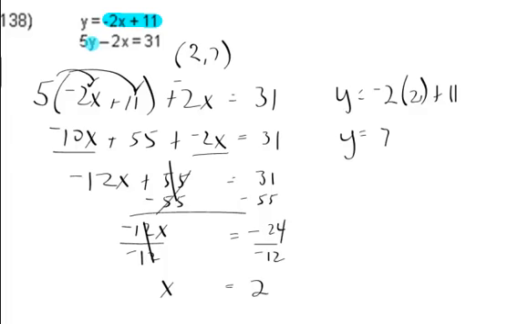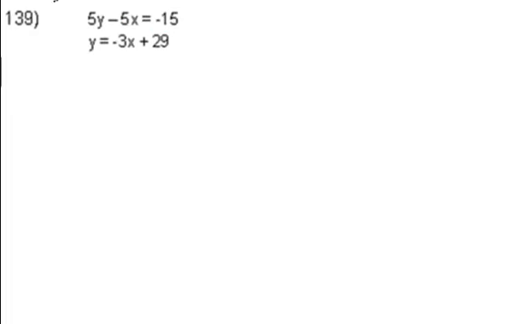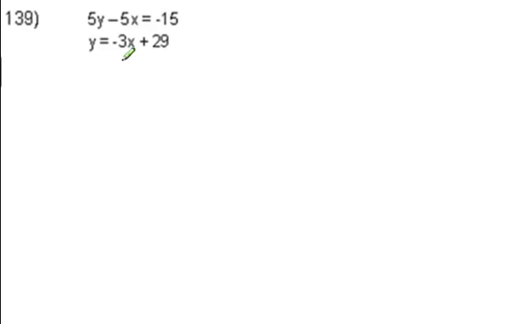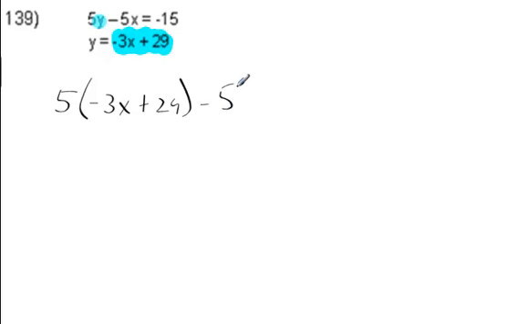What do we do? We do 1 plus 3. All right, so which one are we going to substitute for here? Y. Okay, again, this is easy. It's all by itself, so I just put it right where that y is. So what would it be this time? 5 parentheses, negative 3x plus 29. So that was my y. Minus 5x, where the y is. And I just finished it up.